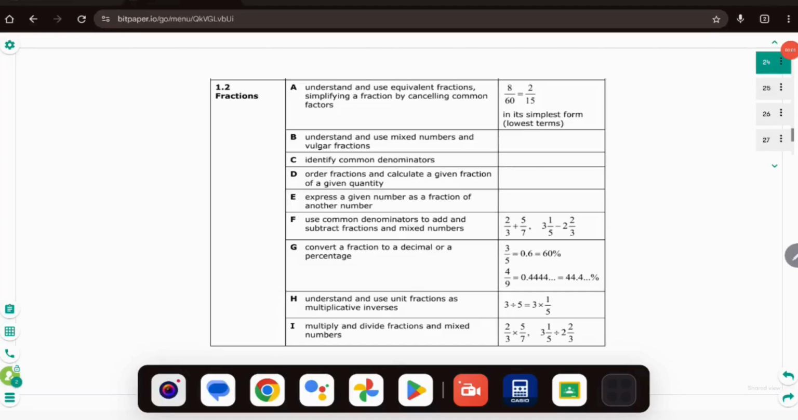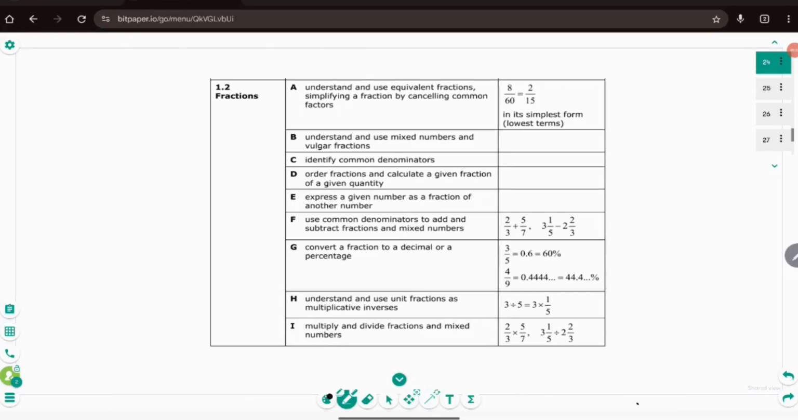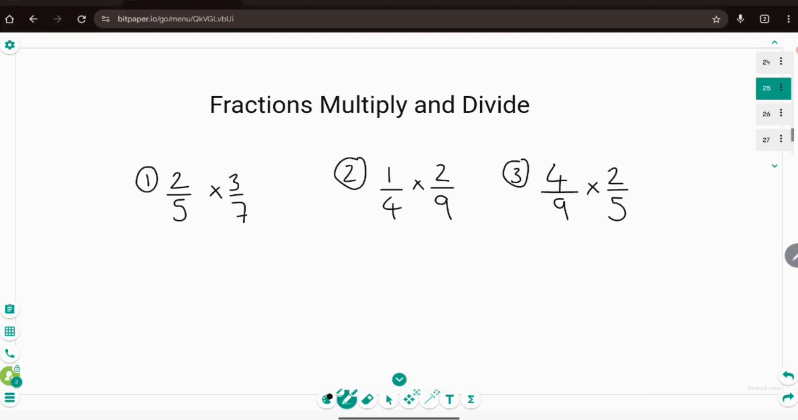And in this recording, we will be looking at multiplying and dividing fractions and mixed numbers. Okay, multiplying fractions, fairly straightforward. Multiply the numerators, 2 times 3 is 6. Multiply the denominators, 5 times 7, 35.